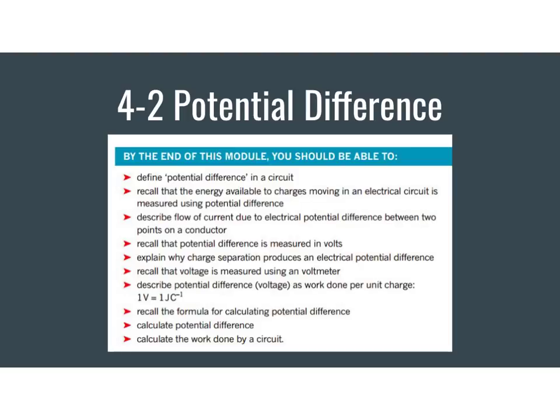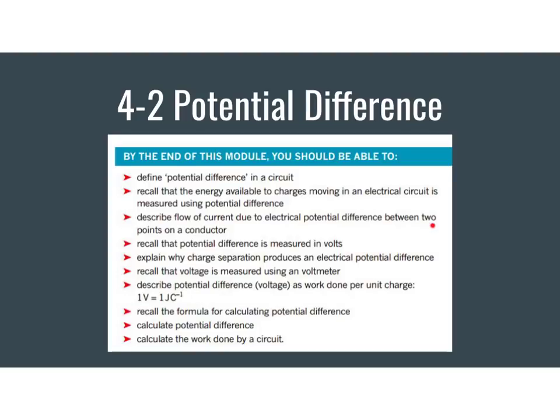Now, what we also want to understand is that anything that's moving has energy. The things that are moving in electric circuits are usually electrons, and the energy given to these electrons is really the potential difference. We'll come to that in a little more detail.